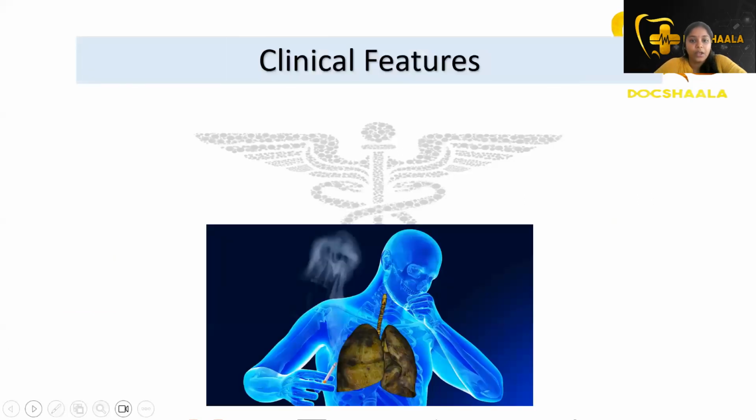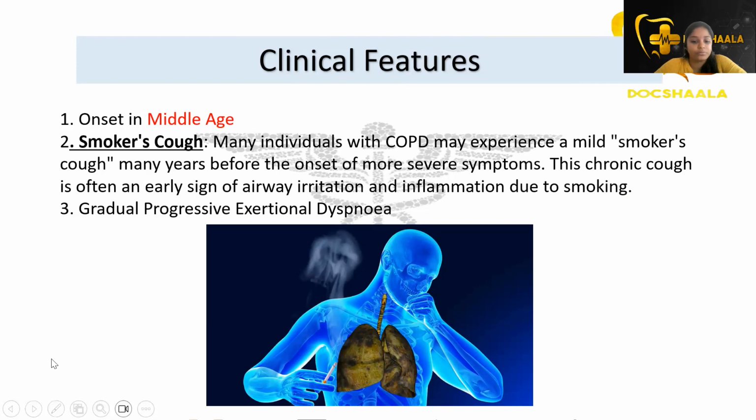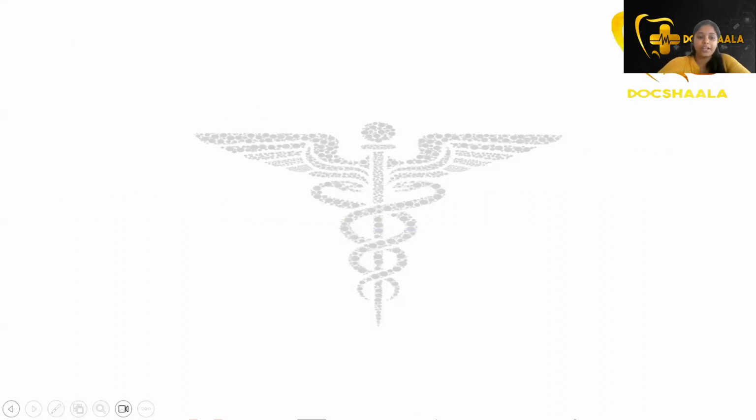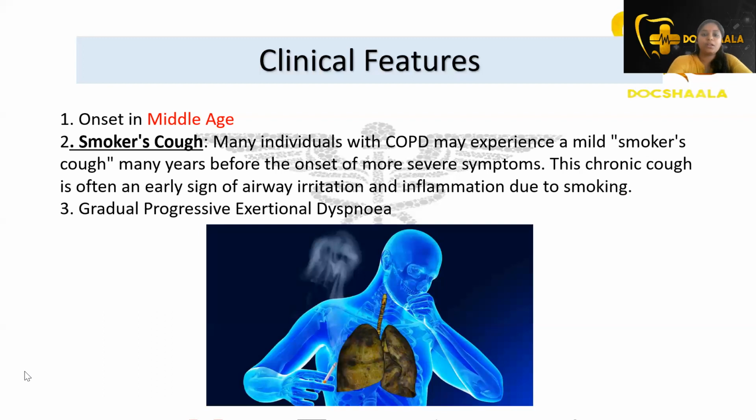Okay. Then clinical features. Onset is middle age. So this is important. The onset for COPD is middle age and smoker's cough. Patients are mostly chronic smokers who get COPD. So they present with smoker's cough before the onset of more severe symptoms. This chronic cough is the early sign of airway irritation and inflammation due to smoking.